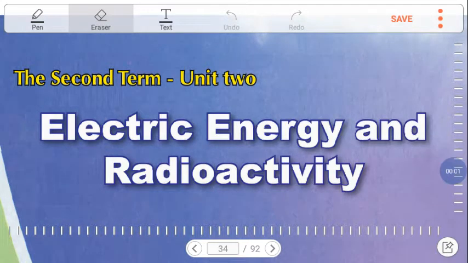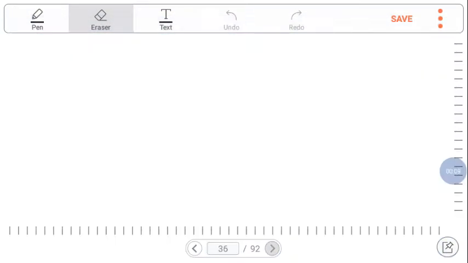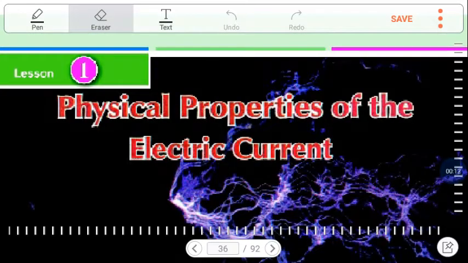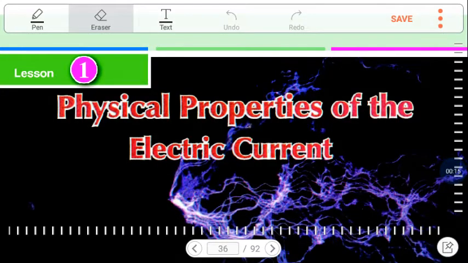My dear students, today, inshallah, we'll complete our curriculum for this year, Unit 2, Electric Energy and Radioactivity. Lesson 1, Physical Property of the Electric Current.